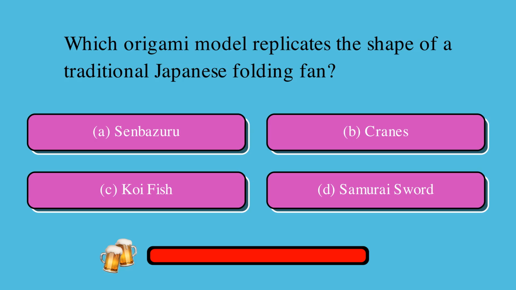Which origami model replicates the shape of a traditional Japanese folding fan? Is it A, senbazuru, B, cranes, C, koi fish, or D, samurai sword? The correct answer is A, senbazuru.